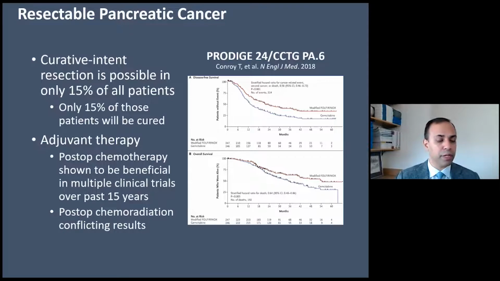with adjuvant chemotherapy. I highlighted the PRODIGE 24 study, which randomized patients to receive gemcitabine, a prior standard of care treatment, and FOLFIRINOX, a more aggressive regimen consisting of 5-FU, leucovorin, irinotecan, and oxaliplatin. Those patients randomized to the FOLFIRINOX arm after surgery had improvements in disease-free and overall survival when compared to those receiving gemcitabine. And this has been incorporated into the standard of care.